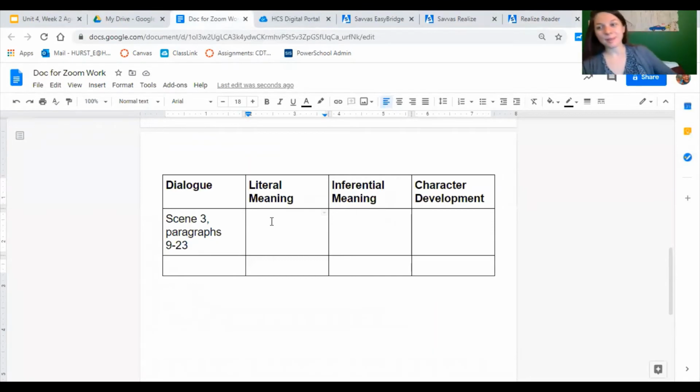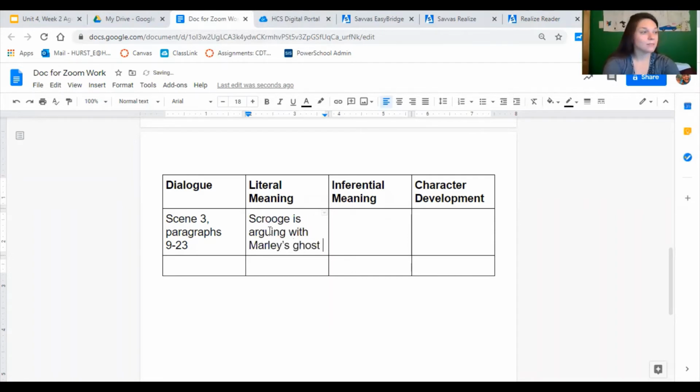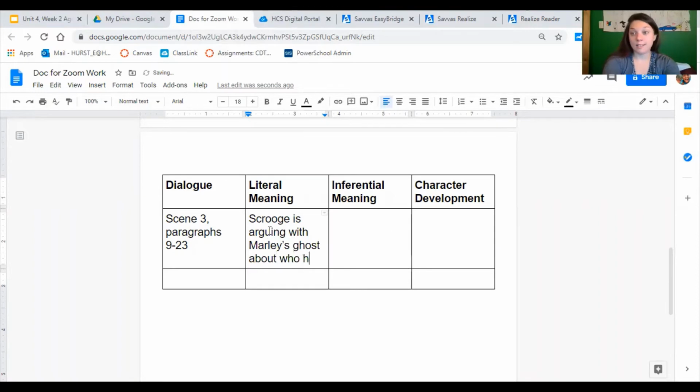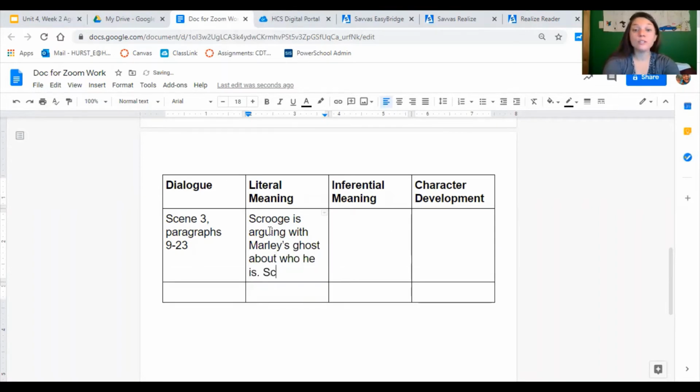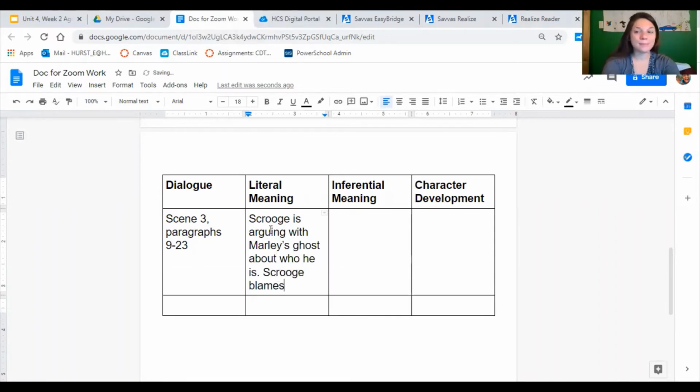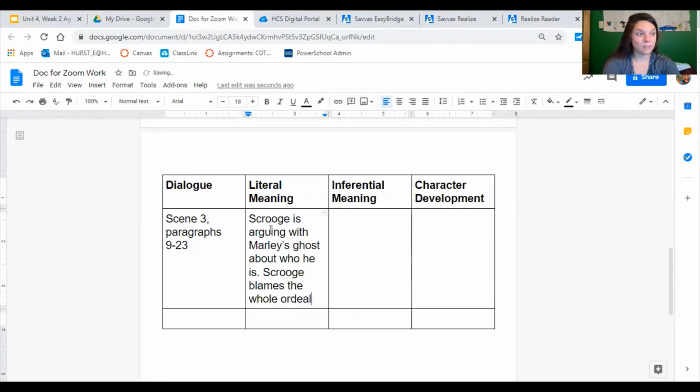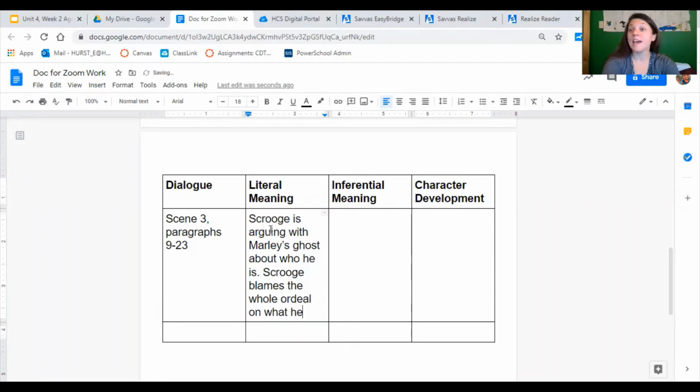Okay, so we've got to think about the literal meaning first. Scrooge is arguing with Marley's ghost about who he is. Scrooge blames the whole ordeal on what he ate. He's saying, "You're not real, I just ate something bad."